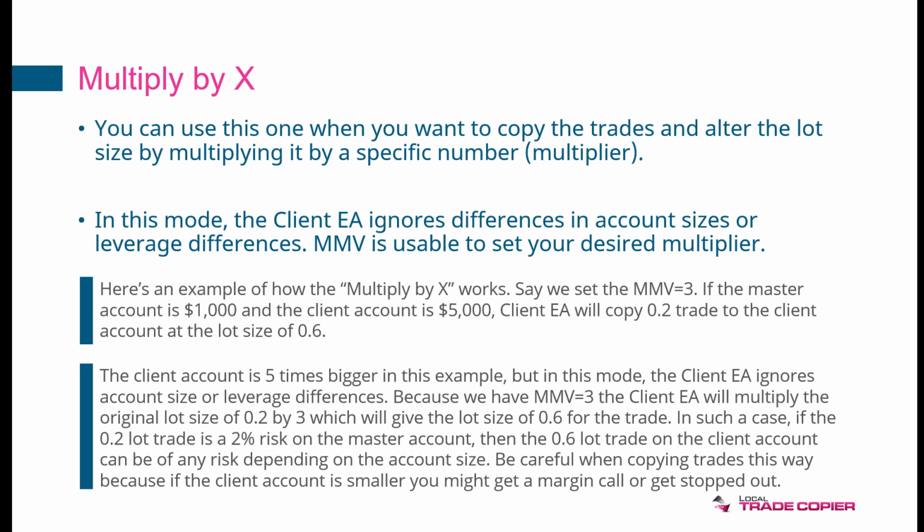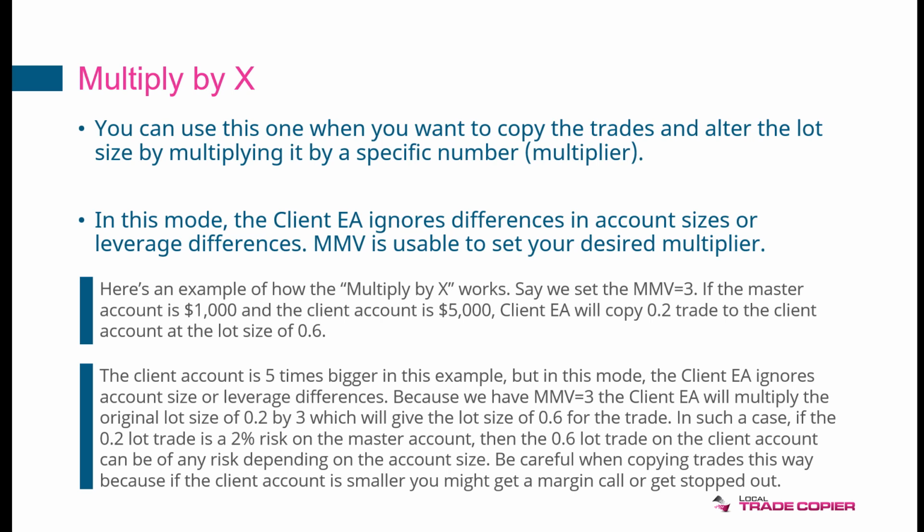So in this mode, the client EA will ignore differences in account sizes or differences in leverages. MMV is not used as well. It's used in this case to set your desired multiplier. So here's an example of how the multiply by X works.